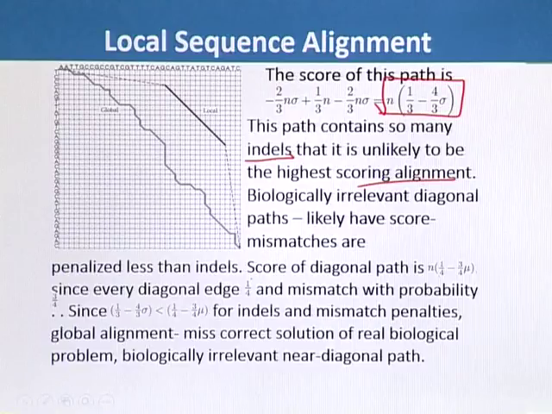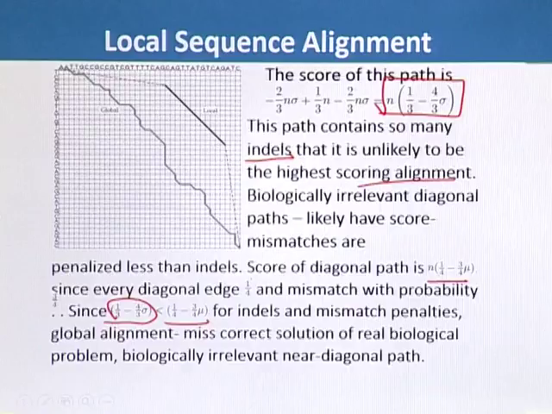The score of the diagonal path is n(1/4 minus 3/4 mu), since every diagonal edge is a match with probability 1/4 and a mismatch with probability 3/4. Since 1/3 minus 3/4 sigma is less than 1/4 minus 3/4 sigma, for indel and mismatch penalties, global alignment mis-corrects the solution of the real biological problem and favors the biologically irrelevant near-diagonal path.